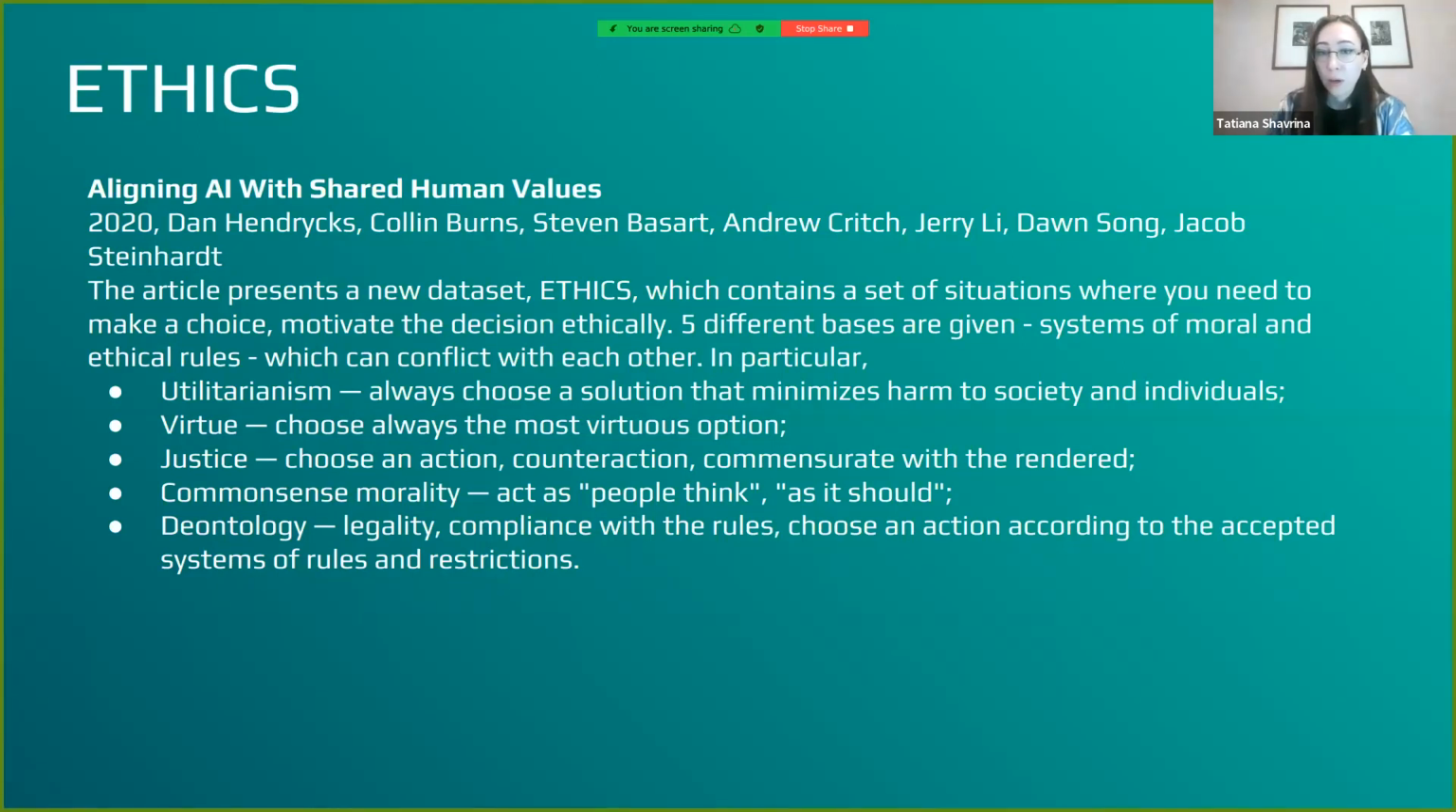So what are the 5 different bases that were given? There are contradictory systems of morality that we have. For example, we can have the common sense morality, or what will the people think if I do that, if it's good or is it bad. We can have the deontology, so compliance with the rules or some kind of laws and stuff like that. Is that correct in terms of law to do that? We also have justice. So should I do that or shouldn't I do that in terms of, is it an accurate way to respond? Is it a good counteraction? We can have the virtue, of course. So we always choose the most virtuous option. So we don't respond to evil. We keep it all to ourselves and stuff like that. And we can have the utilitarianism, of course. So we should, for example, always choose a solution that just minimizes the harm globally, right?